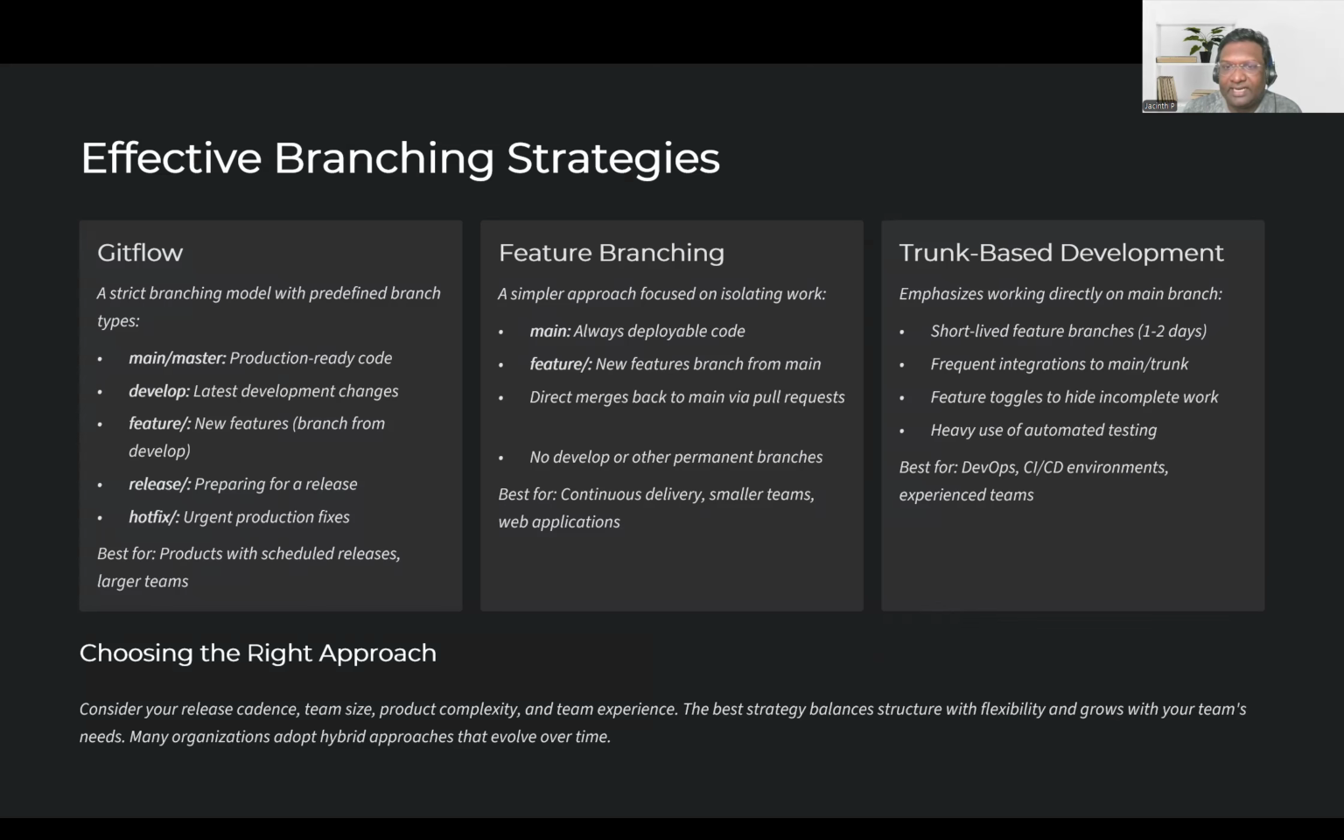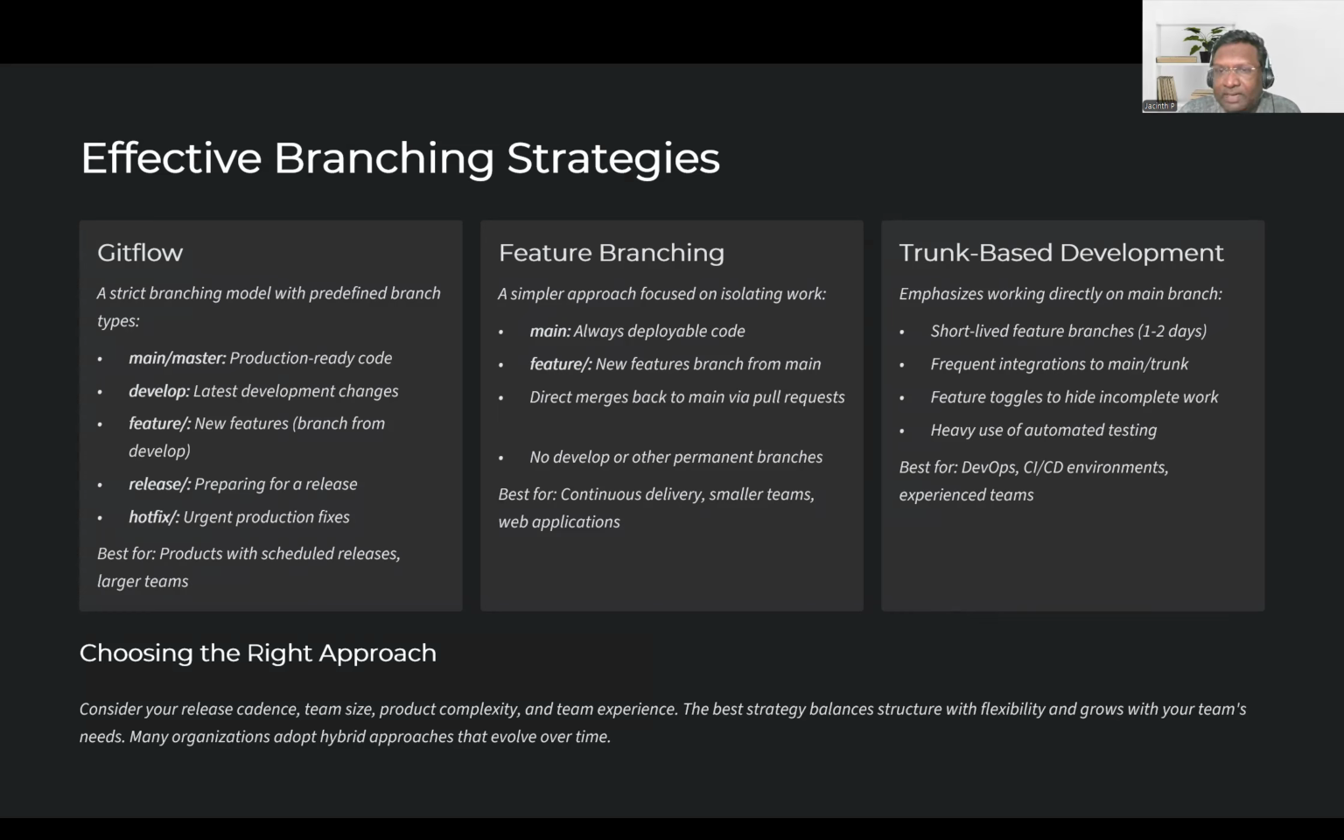Branching is where Git really shines. It allows teams to work on features, fixes, or experiments without affecting the main code. These are the different strategies. Gitflow, which has structured branch types like main, develop, feature, release, and hotfix.